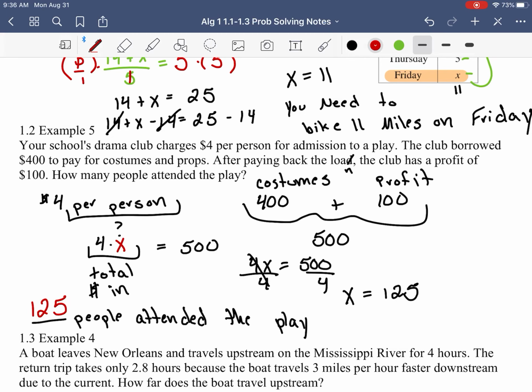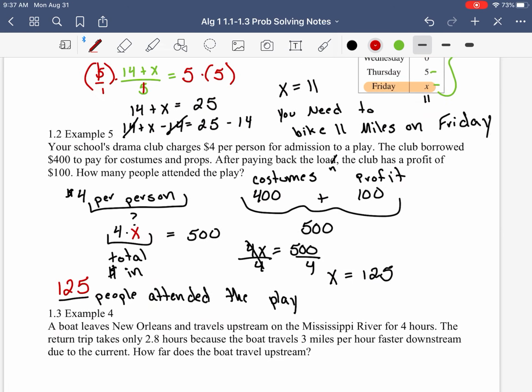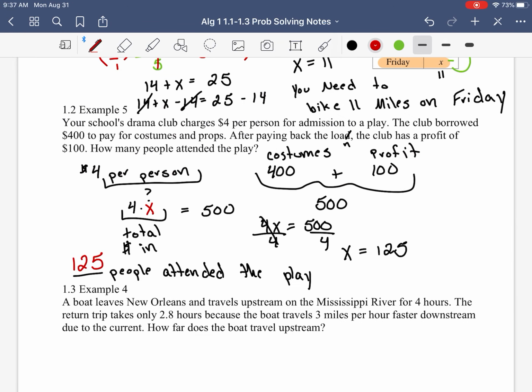Does that answer make sense? Again, our last step of problem solving: look back. Does it make sense? Would it make sense for 125 people to attend a play? It sure would.